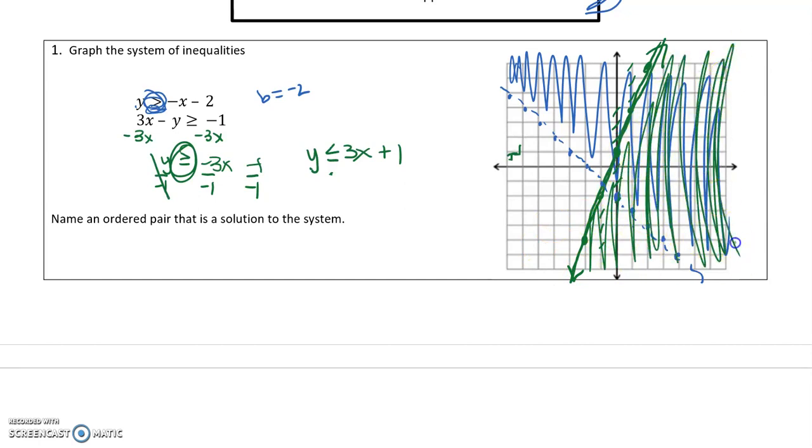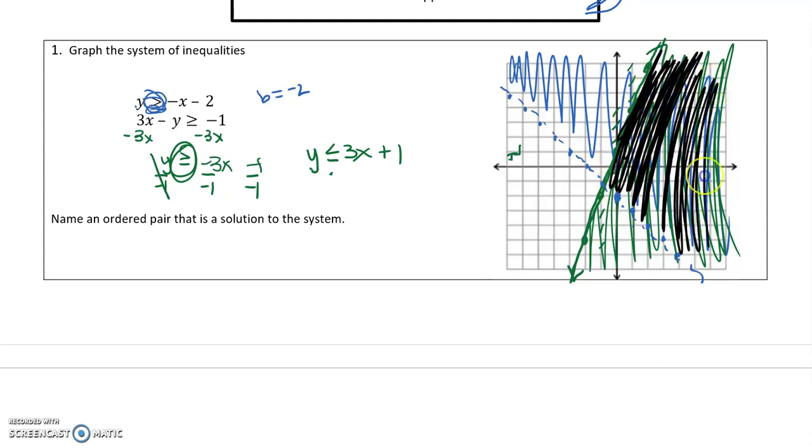And recall, whenever we are graphing two inequalities in the same coordinate plane, your answer is where the two shaded regions overlap. So technically, this is my answer.